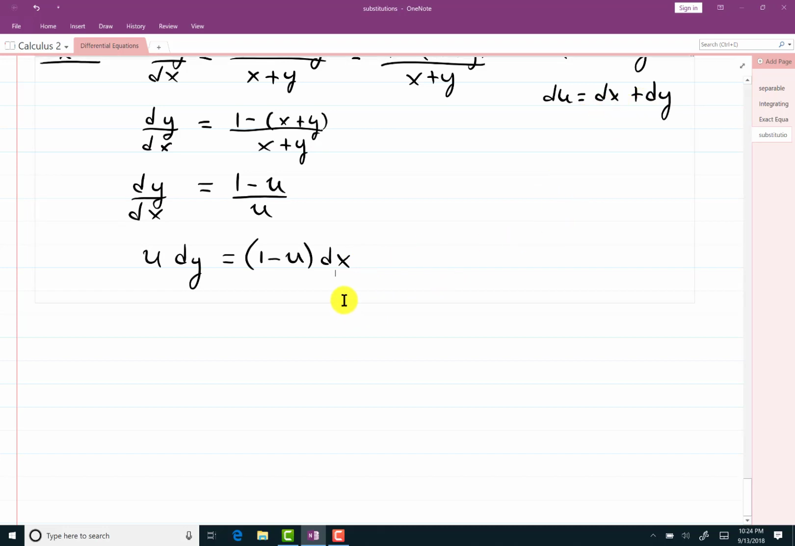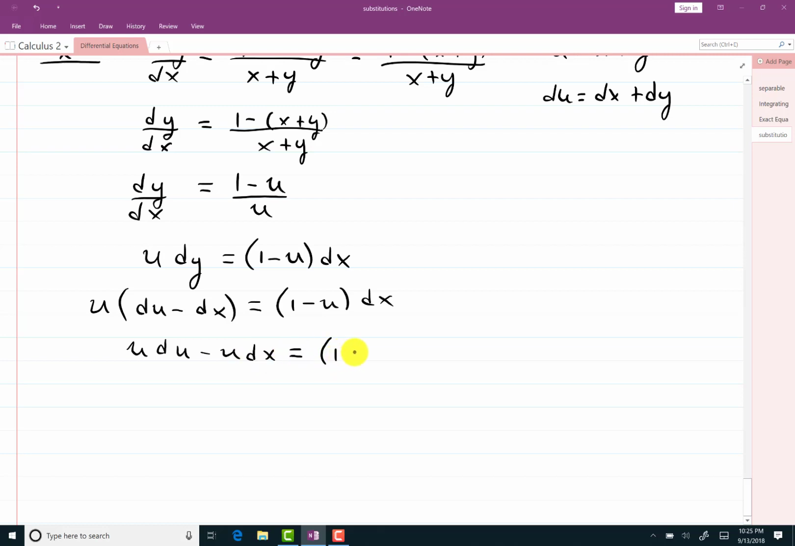If I try to get rid of dx, I am going to do a FOIL method. Over here on the left side, it's much easier as far as I can see. So I am going to elect to get rid of dy. That means I will replace dy with du minus dx. And the other side is 1 minus u dx. So let's combine everything I got together. I have u du minus u dx equals 1 minus u dx.